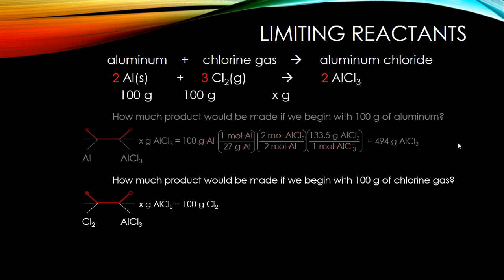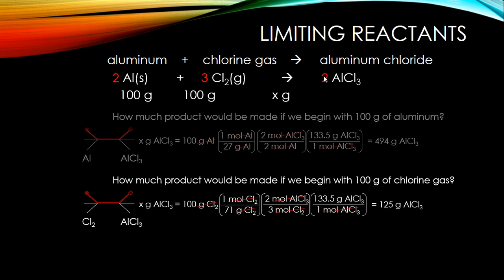All right, so we're going to start with 100 grams of chlorine. We use our molar mass of chlorine, or Cl2, to convert to moles. Then we're going to use our mole to mole ratio, which we get from our balanced equation, which is 3 moles of chlorine to 2 moles of aluminum chloride. And that way we cancel out our moles of chlorine, and now we're in moles of aluminum chloride. And then our last step is to use the molar mass of aluminum chloride again, right, to convert to grams of aluminum chloride, which would give me 125 grams of aluminum chloride.